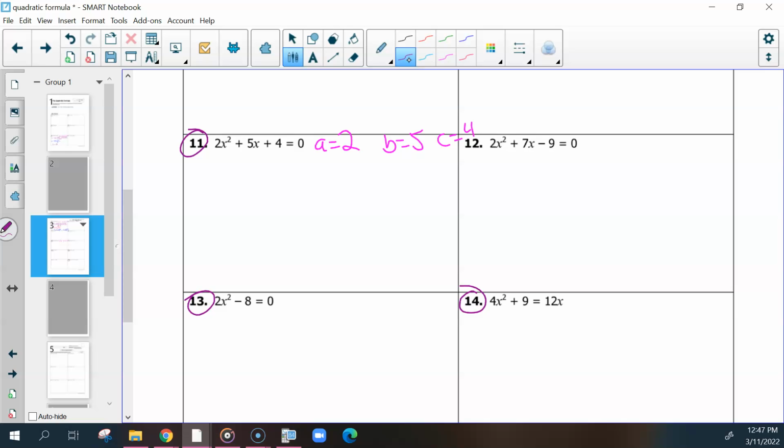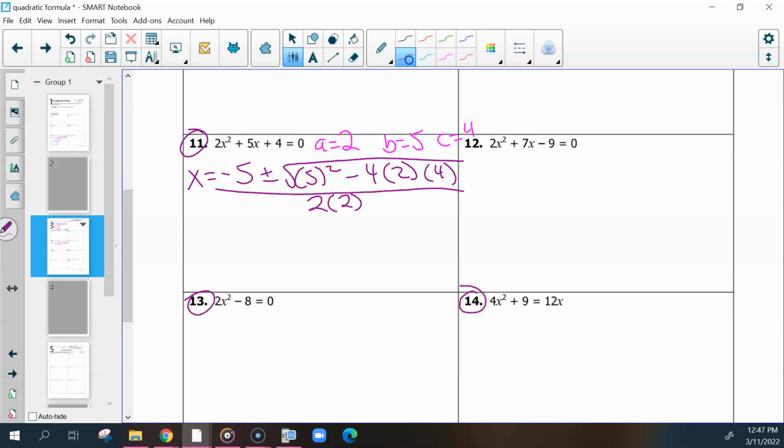Okay, so let's use these values and put them in our formula. Notice that A is not always 1, so don't assume it to always be 1. So x equals negative b plus or minus the square root of b squared minus 4 times a, which is now 2, times c, all over 2 times your a value, which is also 2.